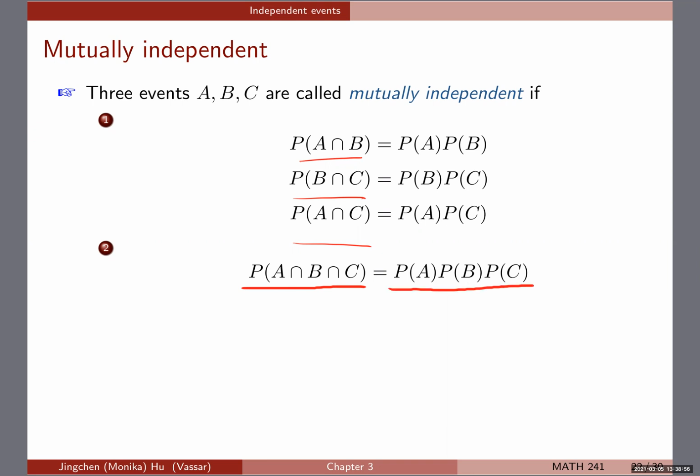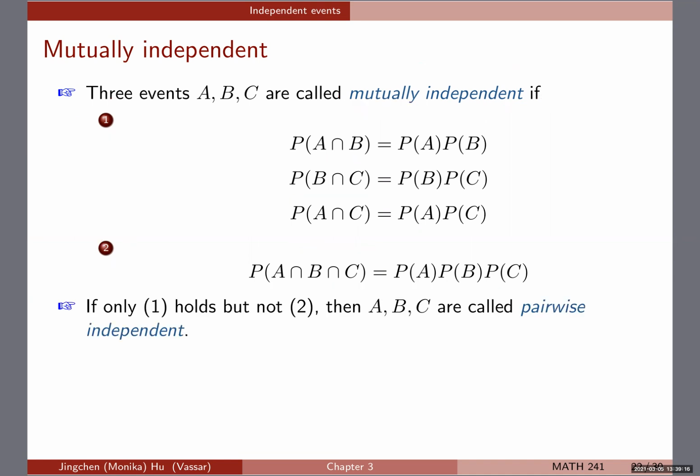Okay, so they are mutually independent if they are not only pairwise independent, like what we're showing in item 1, but also independent from each other when you're thinking about all of them jointly. Okay, so this is what we mean by mutually independent.